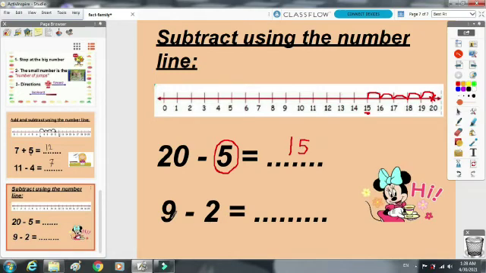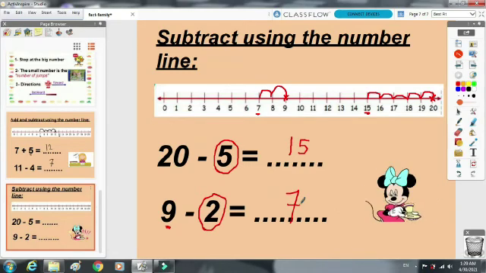In another example, I have here 9 minus 2. So I will stop at the big number. The big number here is 9, so we will land at 9. And the small number is the number of jumps. So how many jumps will you make? I will make 2 jumps. And I have here minus, so I will move backward 2 jumps. 1 and 2. I stop at 7, so the answer here should be 7.